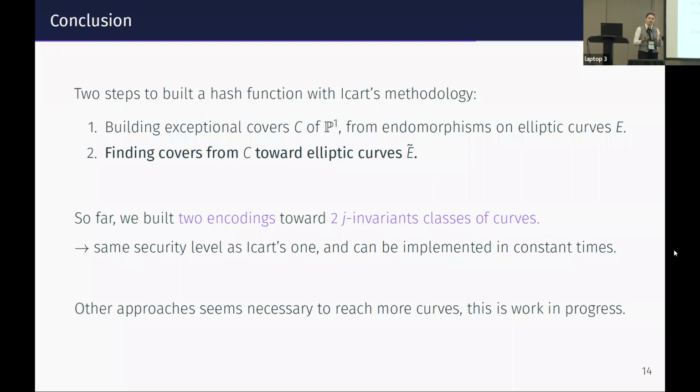And we know that our encoding has the same security level as Icart-1, and we also know that we can evaluate it in constant time. But of course, for real-life application, being able to reach only two j-invariants for each characteristic we could want to use is not very practical. So it seems necessary to explore other approaches with this methodology, and this is a work in progress.